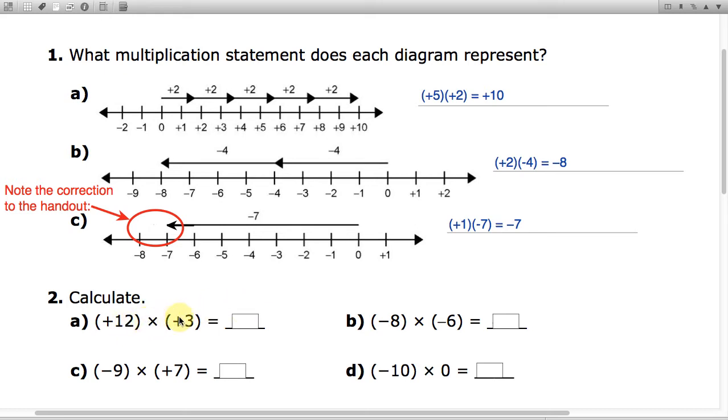So positive 12 times positive 3, a positive times a positive is a positive, and 12 times 3 is going to be 36. Second one, a negative times a negative is a positive, and 8 times 6 is 48. A negative times a positive is a negative, and 9 times 7 is 63. That's negative 63 in this case. And negative 10 times 0, of course, is 0.